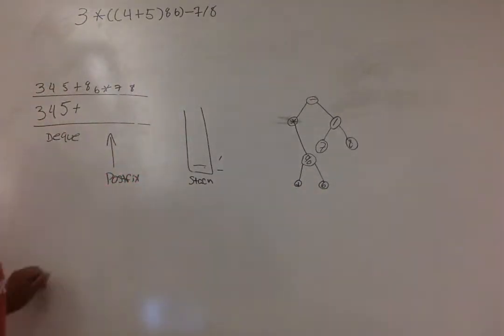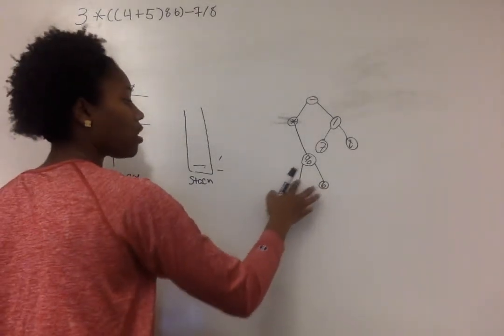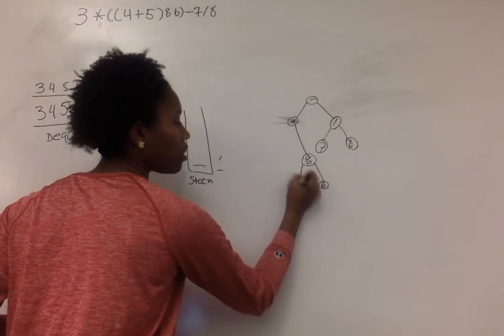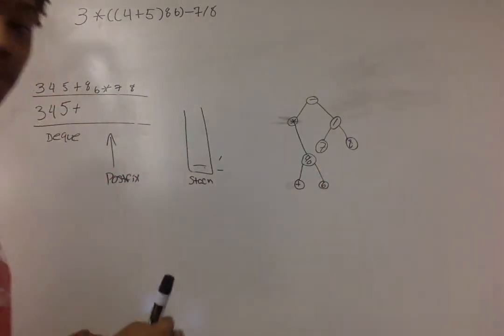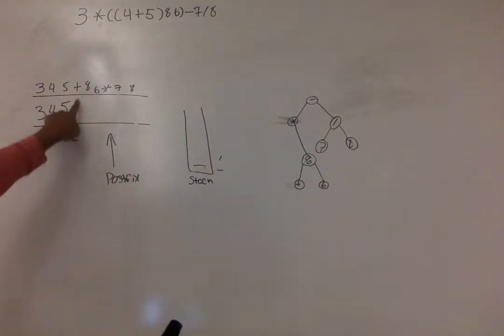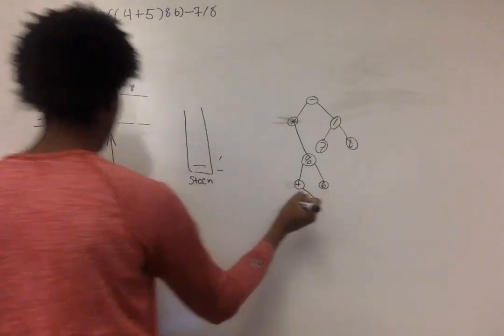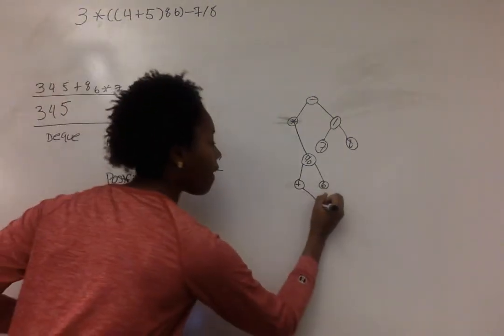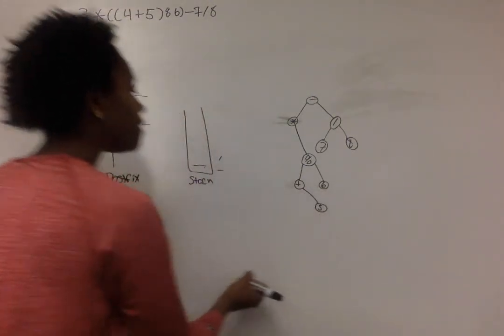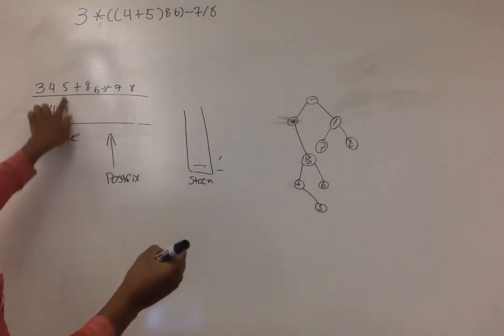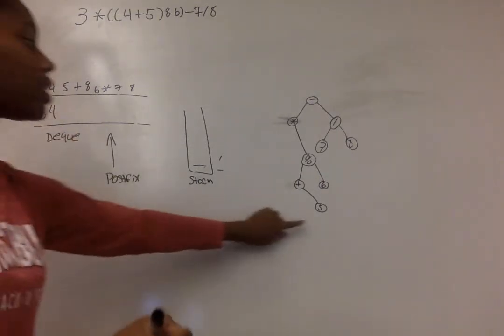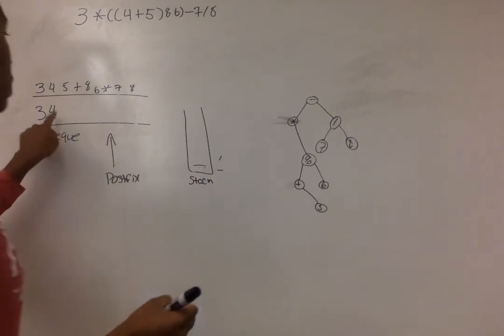The plus sign is an operator, so that means we go right again, to the plus sign and right to 5. Then we go left. Because it's a number, we just keep going.